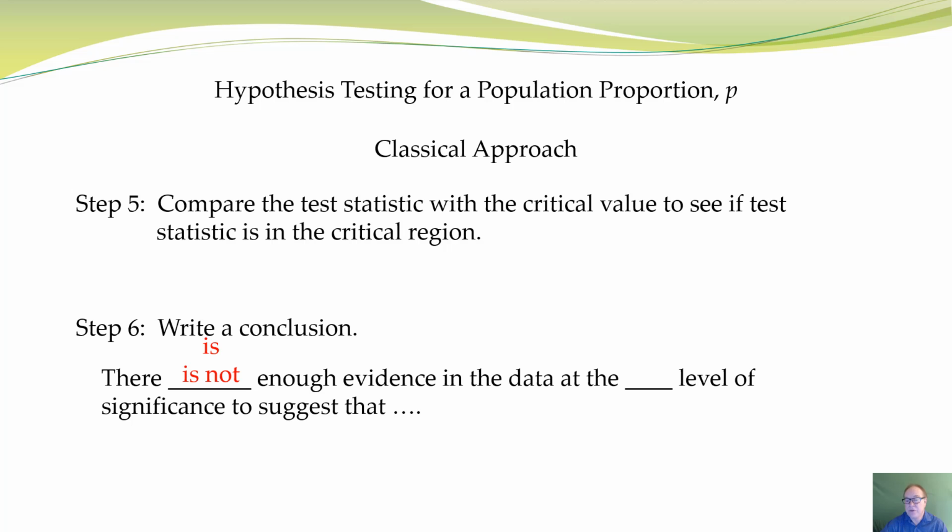And what level? This is your alpha. That could be 1%, 5%, 10%, or some other percent level of significance to suggest that. Now, the end of it comes from the problem. You would take this right from the problem, and we will do some examples here so you see what I mean from the problem.